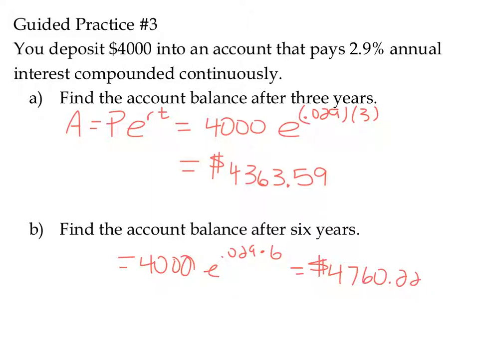And that comes out to $4,760.22. So you can see that over 3 years, you would have added $363 to your account. Okay? Over 6 years, it added $760 to your account. It's not just double this amount. It's growing exponentially. So you get $363 over the next 3 years, you don't get another $360. You get another almost $400. So the longer things are in the account, right, the more it's going to grow even quicker. So know the formula and how to use it, and be able to calculate compound interest in situations like the one we see there. Okay?